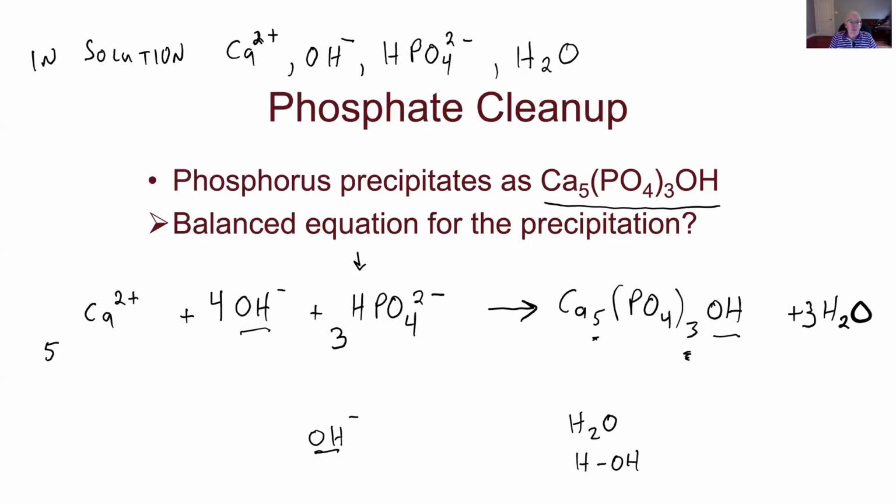So my charges now are going to work themselves out, I believe. I still have plus 10 from the calciums, right? This is 5 times 2, so this is plus 10. This is minus 4. This is minus 6, so those sum to 0. I have 0 charge on this side, okay? So this gives me a balanced equation.